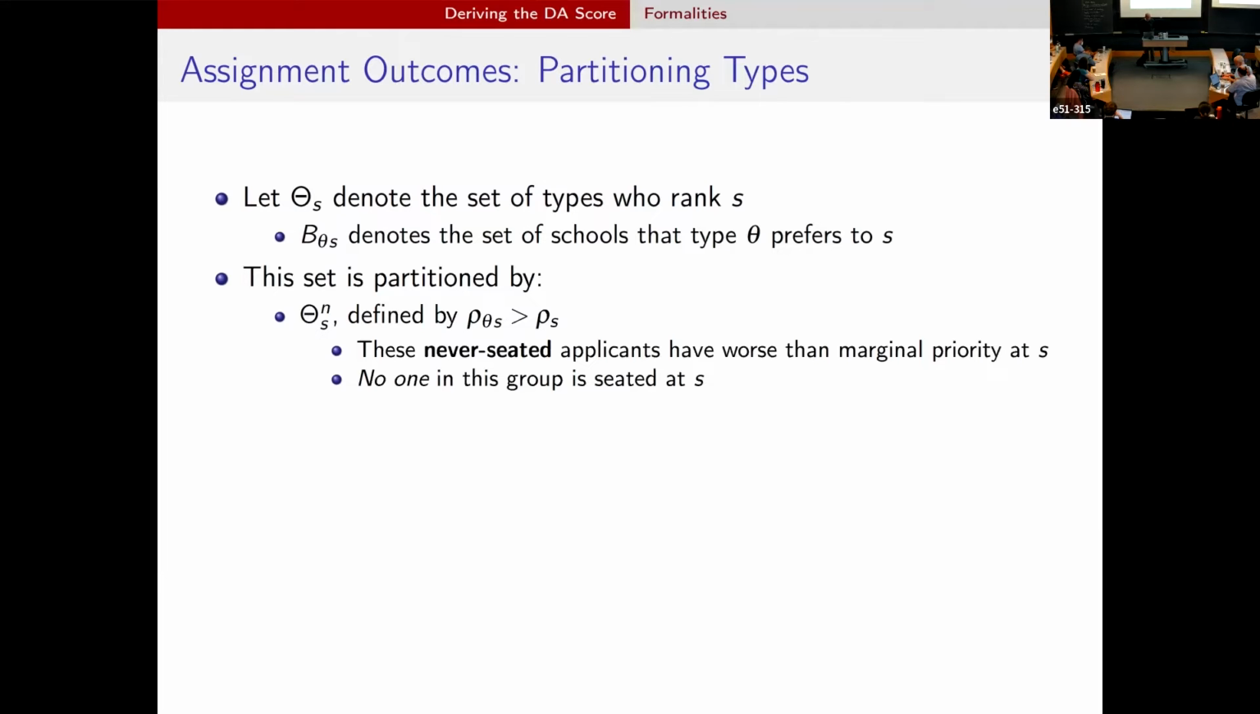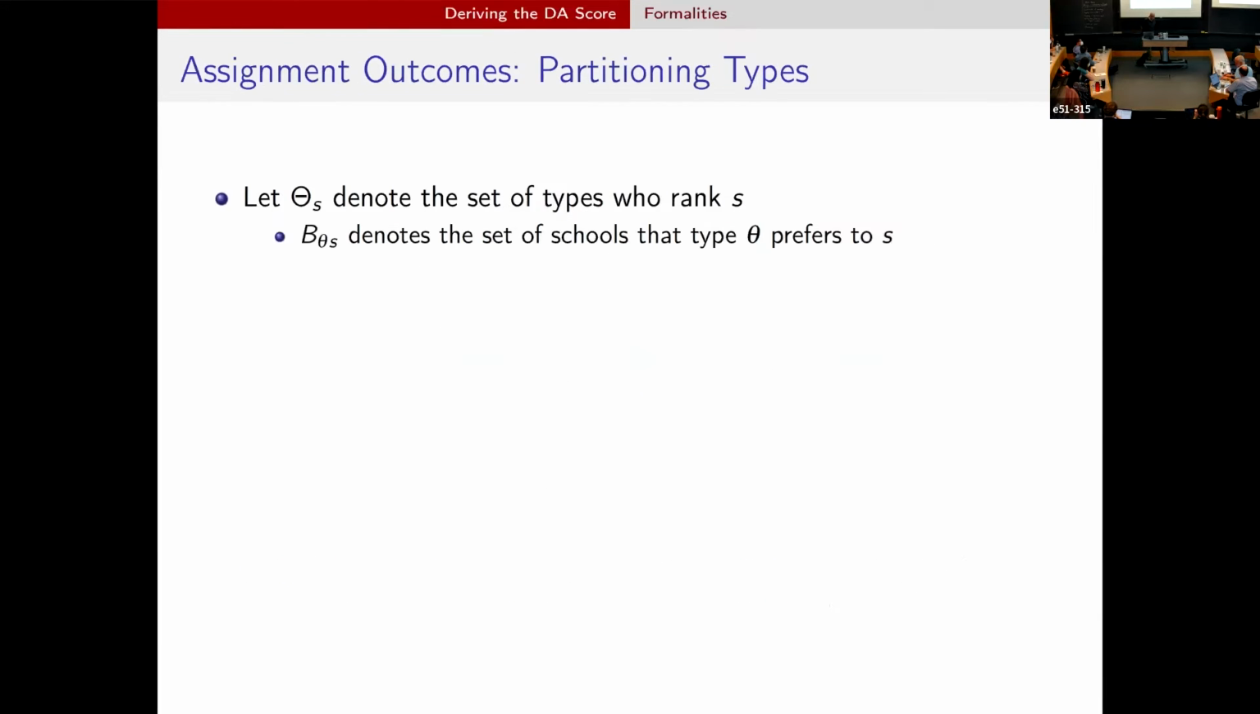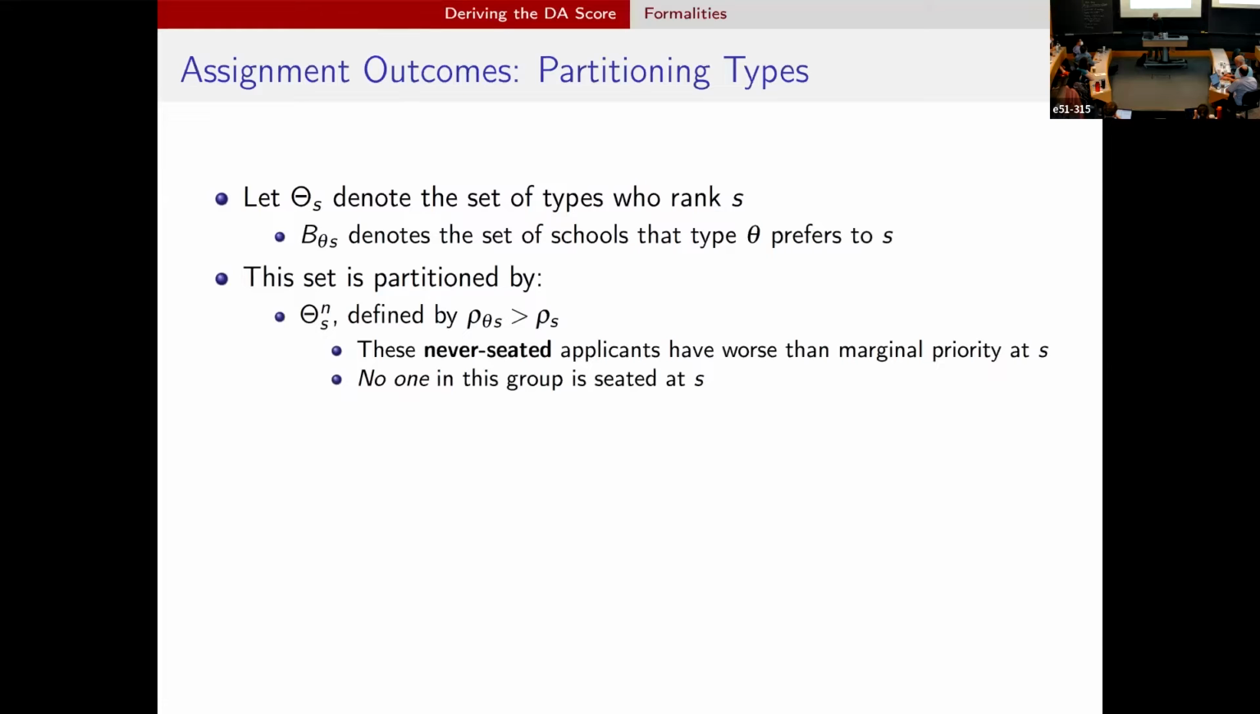Okay, the first group I'll call theta SN. These are applicants whose priority is worse than the marginal priority at the school. Okay. So why theta SN? Well, these are applicants we'll call never seated. Okay, these are applicants who have worse than marginal priority at school S. Okay, so in the table here, that's these guys at the bottom here, right? They're worse than marginal. They're never going to get a seat at school S. Okay, no one in this set gets a seat at school S.